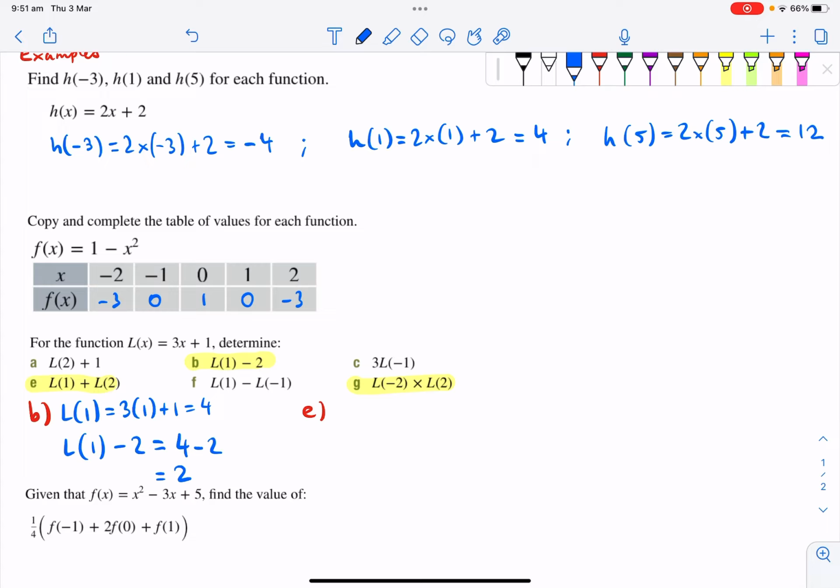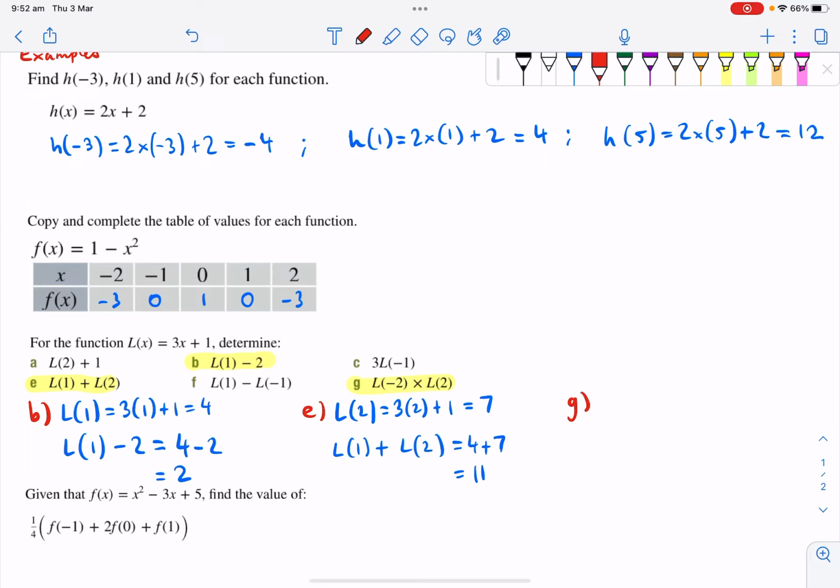We have L1 plus L2. The good thing here is I already have L1 calculated, so I'm going to use that. L1 here is 4. L2 is the one I need to calculate, so we're going into the original. We're going to put 3 times 2 plus 1, which equals 7. So from the previous question, L1 is 4, and from this question, L2 is 7. So it's 4 plus 7, which equals 11. So hopefully you're getting the gist of it now.